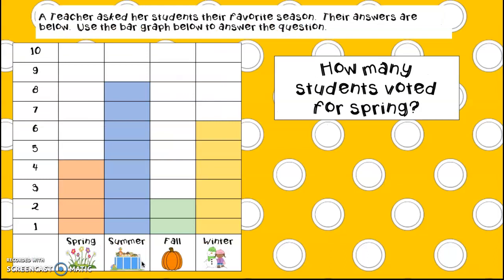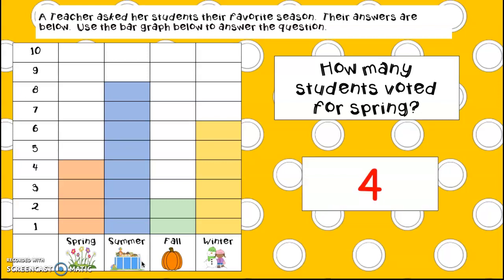So let's begin. A teacher asked her students their favorite season. Their answers are below. Use the bar graph below to answer the question. How many students voted for spring? Pause the video to solve. Okay, how many voted for spring? 4 kids voted for spring. And you can see 1, 2, 3, 4.